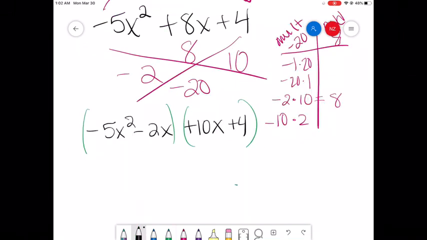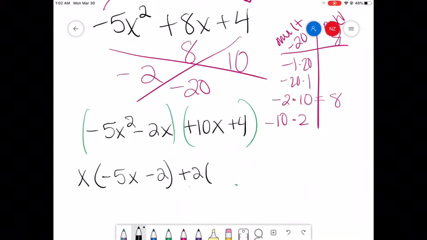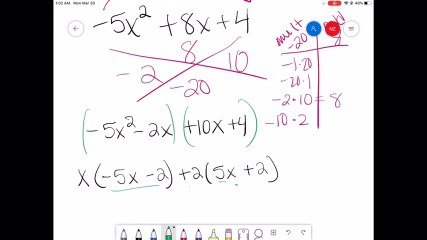Group. So I'll take out an x, and I'm left with negative 5x minus 2. And here I can take out a 2. That would give me 5x plus 2. Something's wrong here. You see how these don't match? I need to fix that.